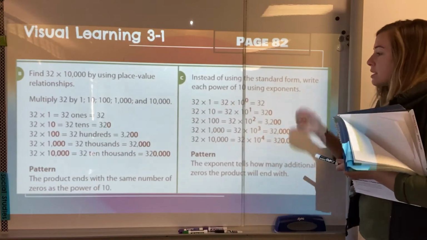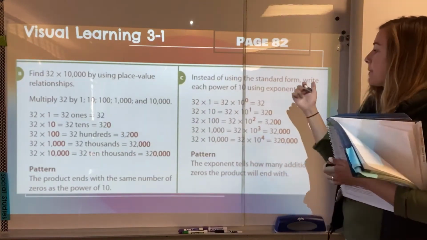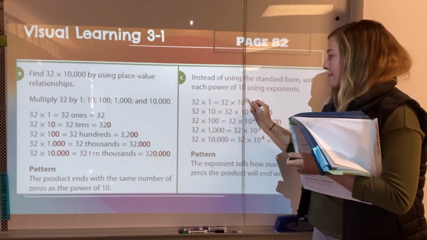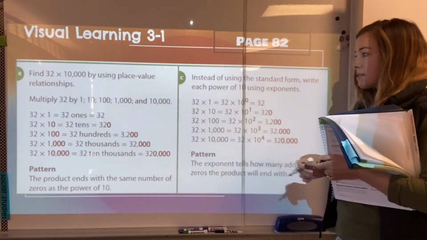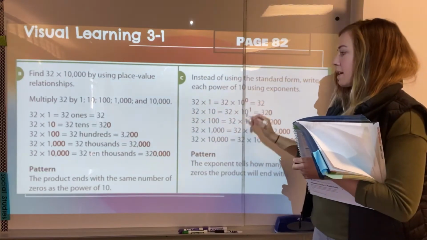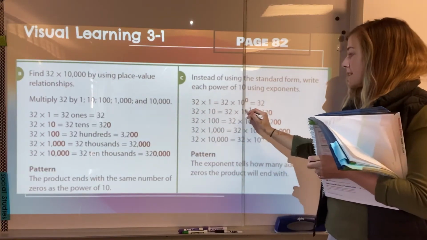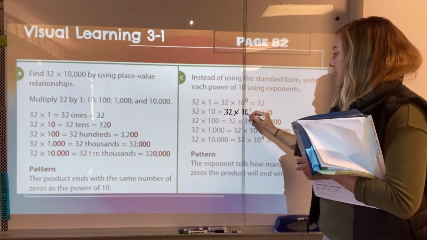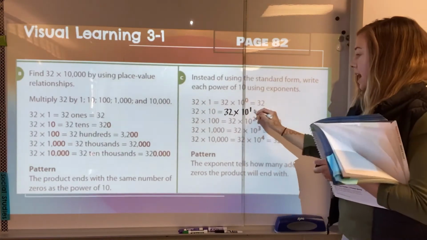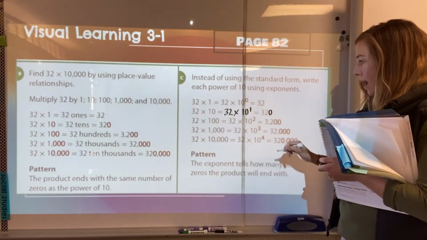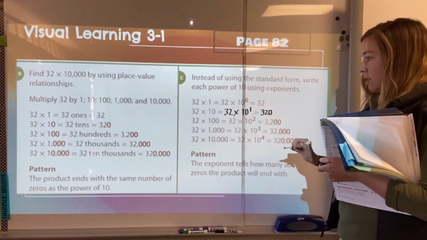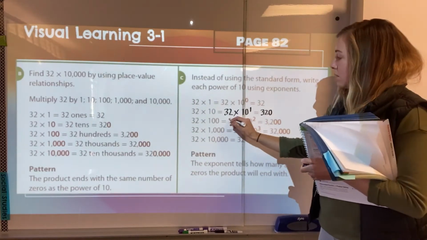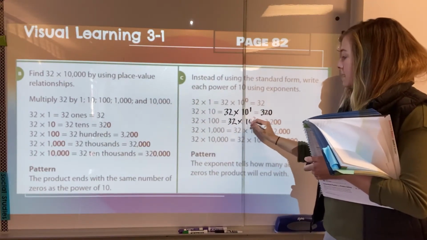Okay, now we are getting into our exponents a little bit. So 32 times 1 is the same as 32 times 10 to the power of 0, because that just means times 1. So there's 0 tens there. 32 times 10 is the same as 32 times 10 to the power of 1. And so that means we're going to have 1 zero added on to the end of it, leave our 32 alone. 32 times 100 would be 32 times 10 to the power of 2.